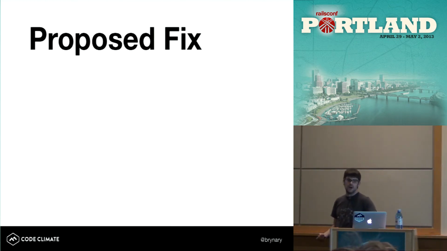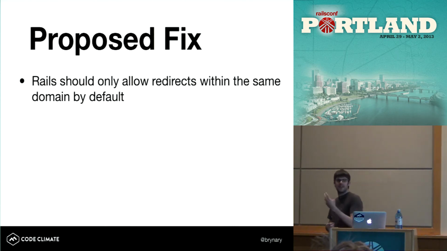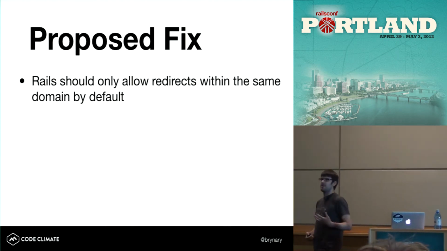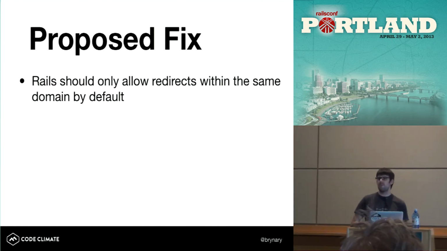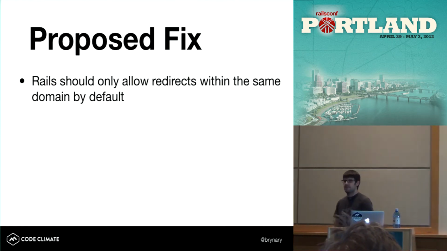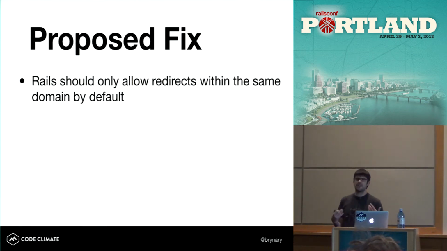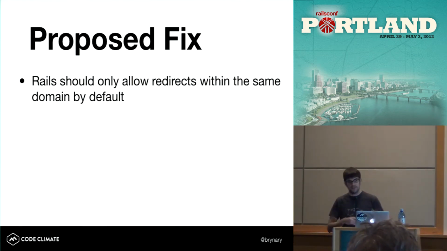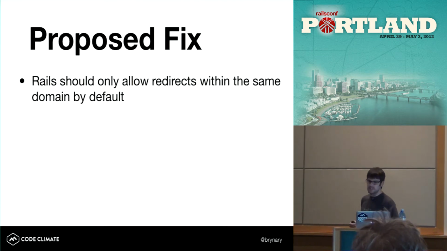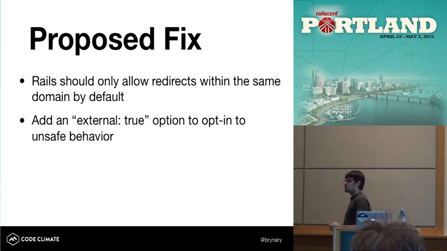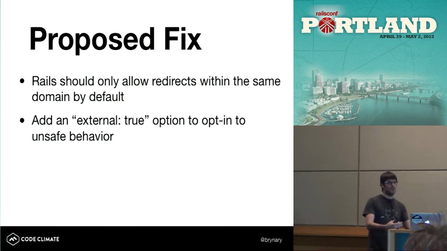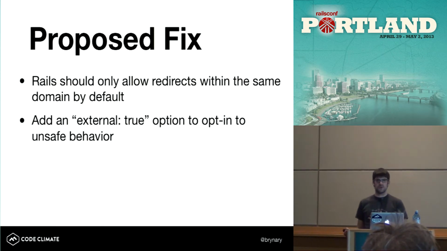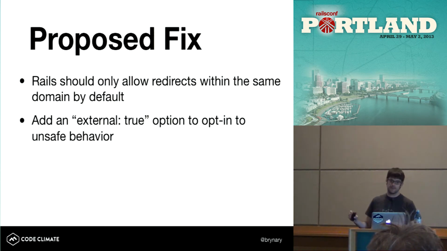But Rails could do better. Rails should only allow redirects within the same domain by default. That's the 98 or 99% case. Redirect to some other page on this website. In fact, that's almost the only thing we do. It's hard to even think about cases where people do other stuff. But that should be what Rails allows out of the box. And then if you need some sort of insecure behavior, you could opt into it. So it's not the default, but it's available. Maybe you pass a flag like external: true to redirect_to to allow that in the cases where you actually need to direct somebody to Facebook.